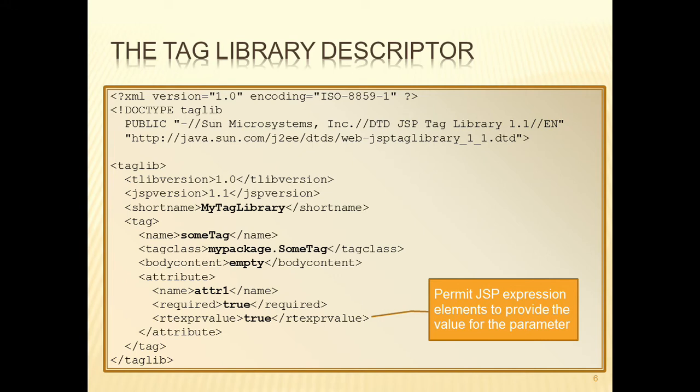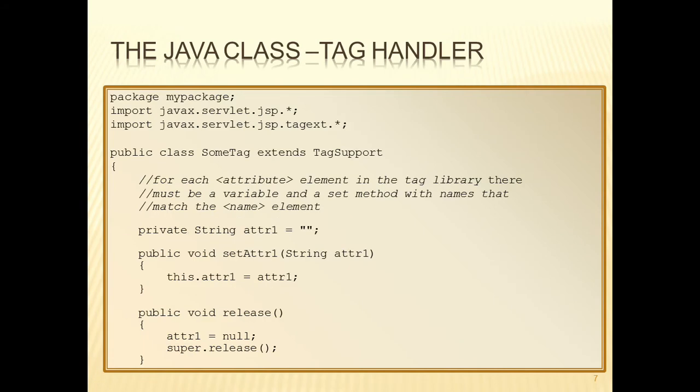value of that attribute. And if the tag is going to have multiple attributes, then there will be multiple occurrences of the attribute element in the XML file. So that's the second element. The tag library descriptor for each tag will identify the class that is going to handle the tag. In other words, it defines the code that is going to be executed whenever that tag is encountered.